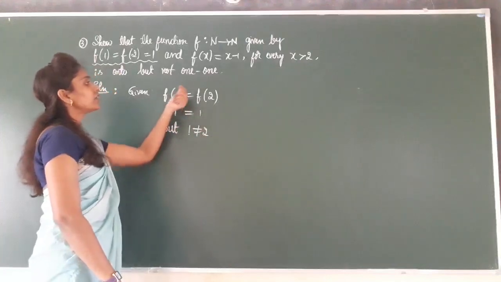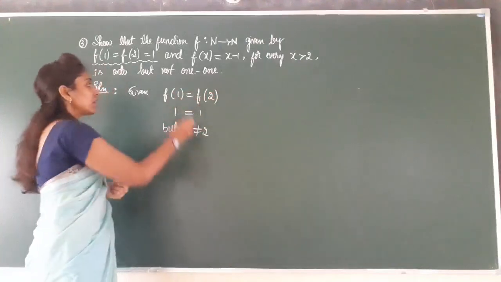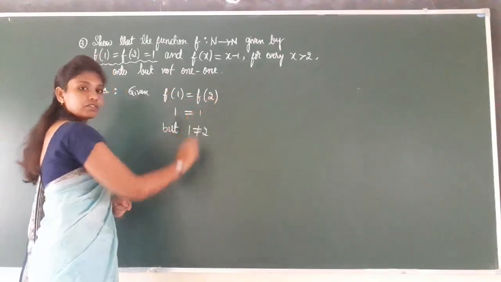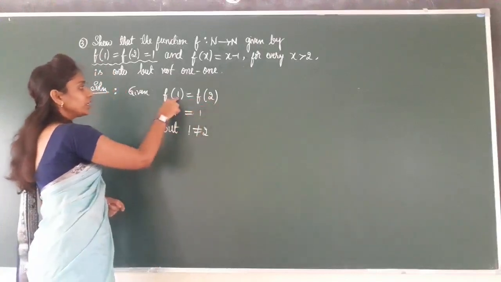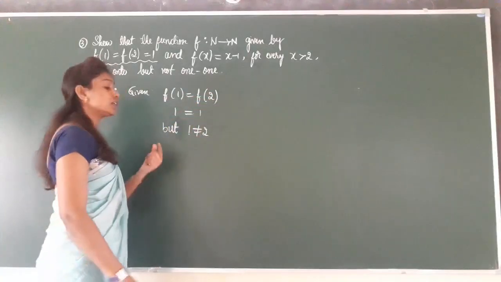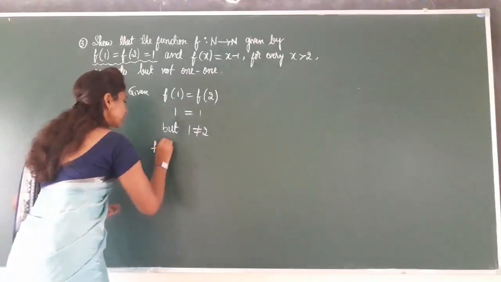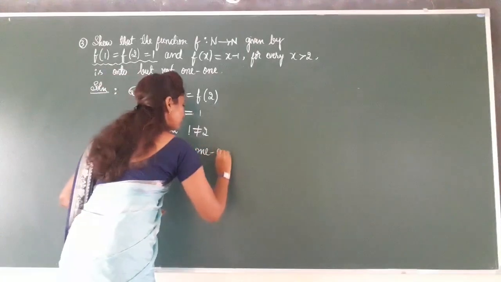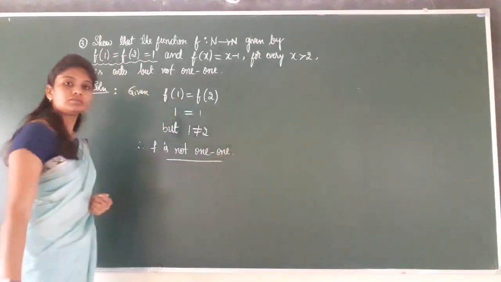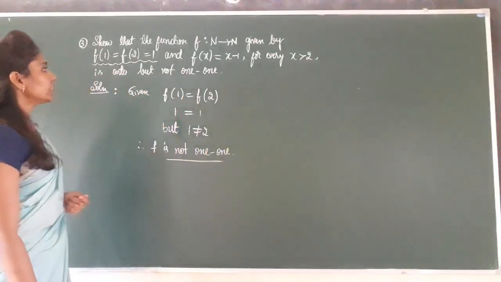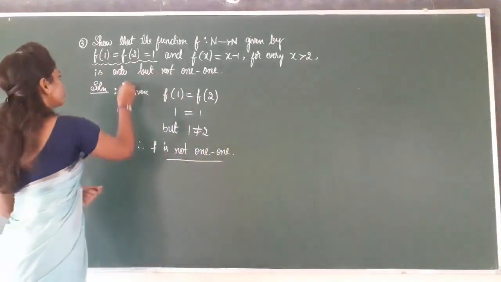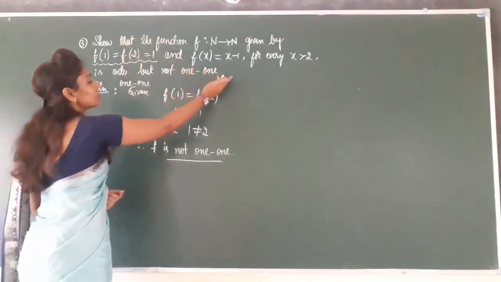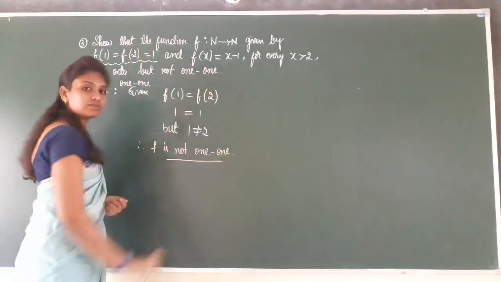We needed to prove 1 is equal to 2. But the f of 1 value they only gave as 1, and f of 2 is also 1. 1 is equal to 1, but 1 is not equal to 2. That's why, therefore, f is not one-one function. Clear? For one-one they only gave that f of 1 equals f of 2, so we proved f is not one-one.